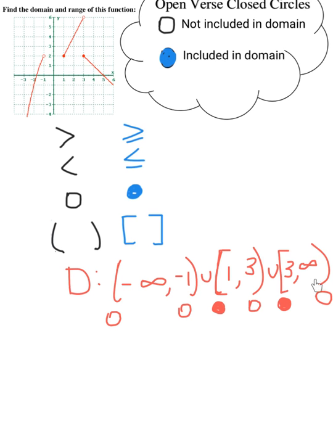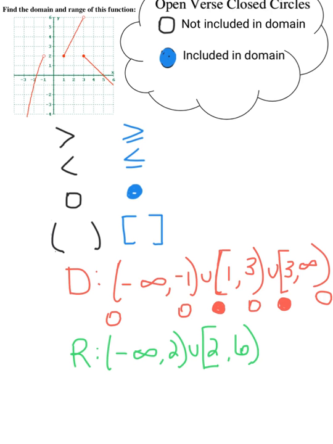Then union, now I'm going to do my last piece of my graph, that's this piece right here, and it starts at 3, and it's a closed circle, so I'm going to have a bracket, 3, comma, and then of course infinity goes on forever, and that is never closed, so you're always going to have a parenthesis around infinity. You're never going to have a bracket around infinity. You cannot close infinity.